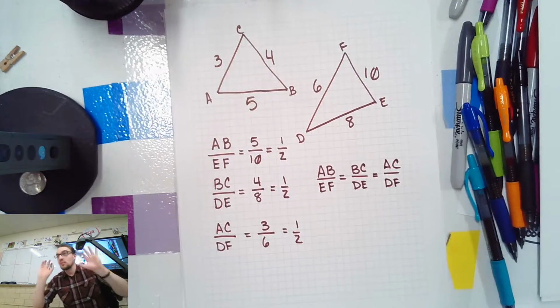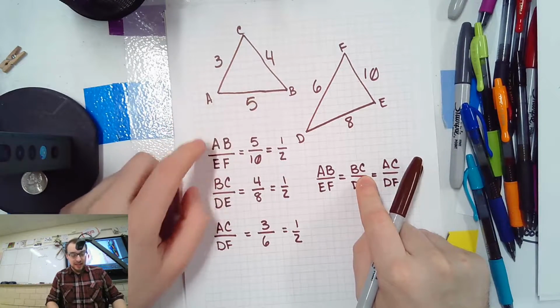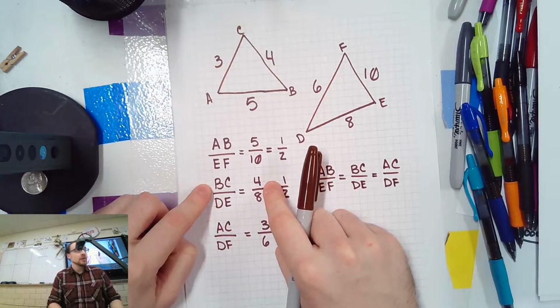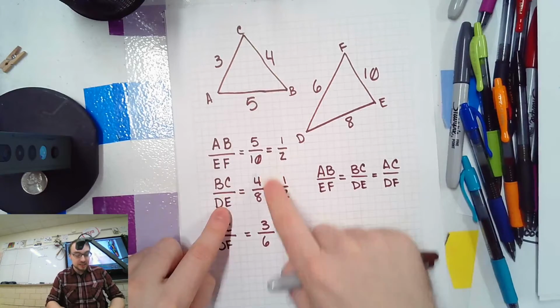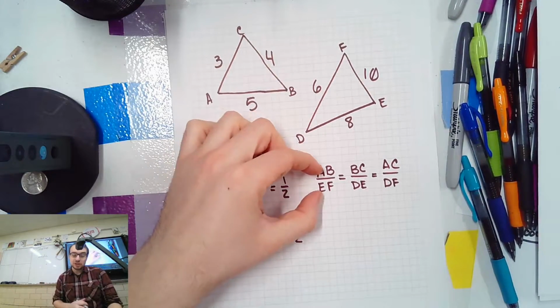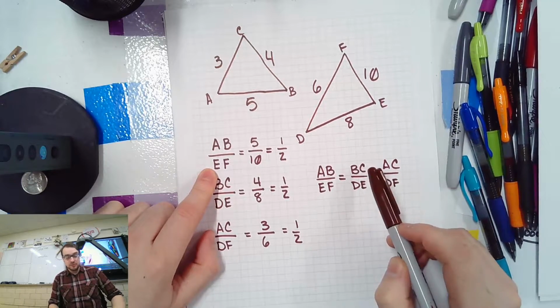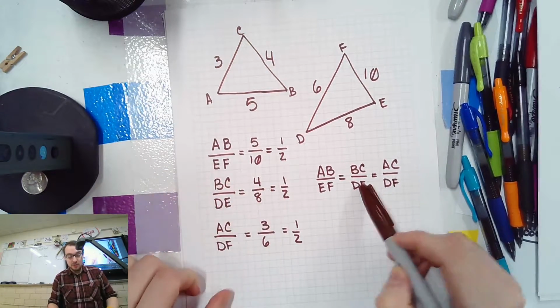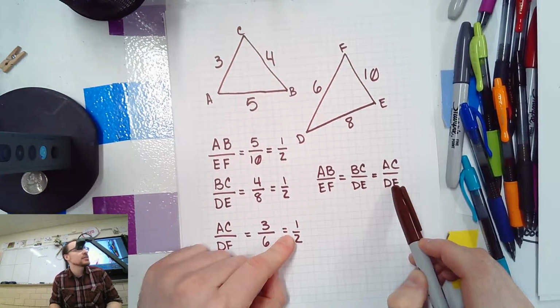Now, don't be confused. We're not saying that AB and BC are the same thing, because they aren't. AB is 5, BC is 4. We're not saying EF and DE are the same, because they aren't. EF is 10 and DE is 8. What we're saying is the relationship between AB and EF, a half, is the same as the relationship for BC and DE, a half, which is the same as the relationship between AC and DF, a half.